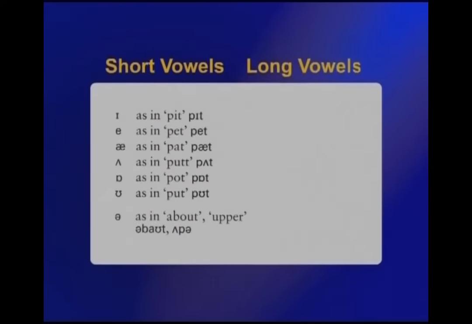Put the kettle on the fire, put. And then you have another sound, the symbol is like E but upside down. This is known as the schwa, and it is the most common sound in the English language. This sound occurs in words like upper, about, right?